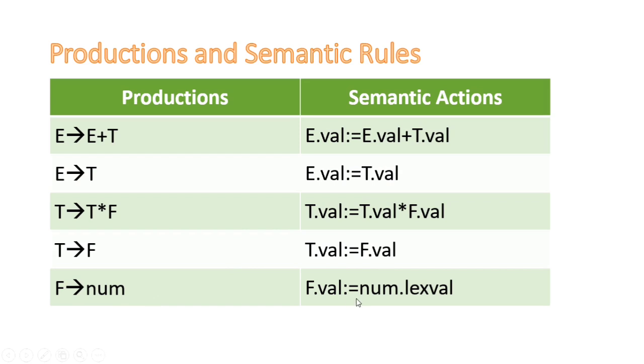So we cannot use val because number is already a value. So we write it as f.val = number.lexval. Whatever value we are getting here will be assigned to f.val. So number.lexval, lexval is called the lexical value. Lexical value is a specific attribute to actually fetch the value here.